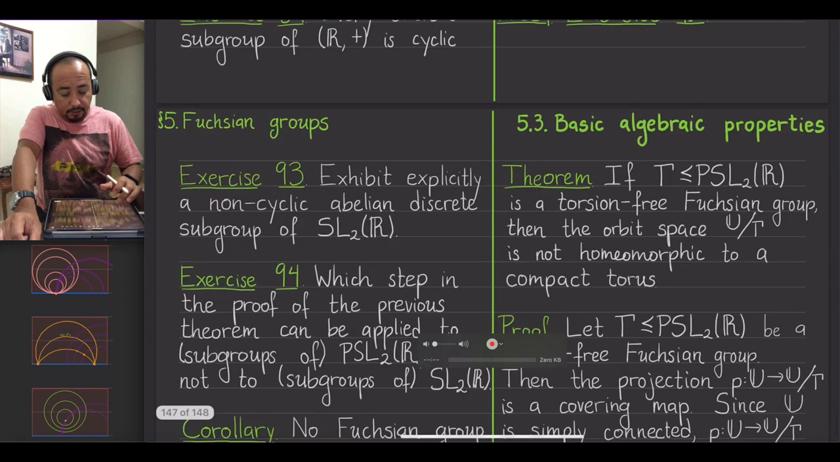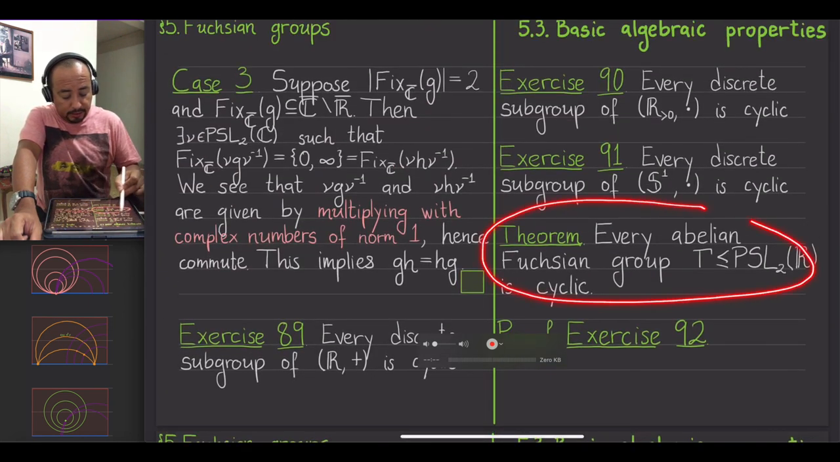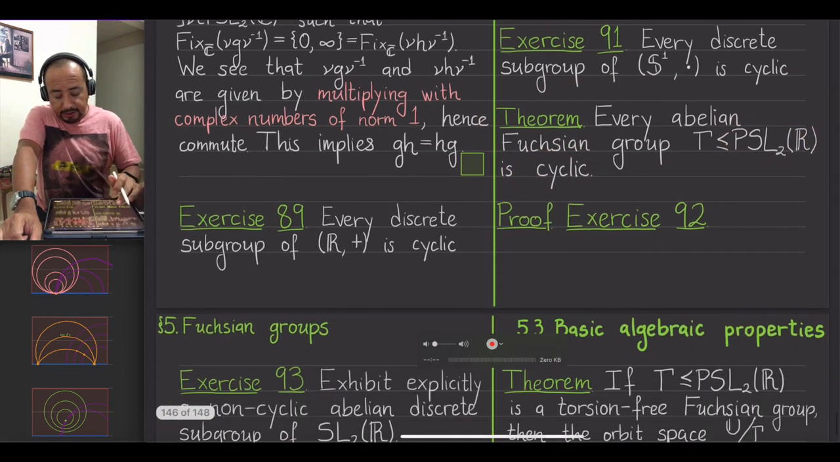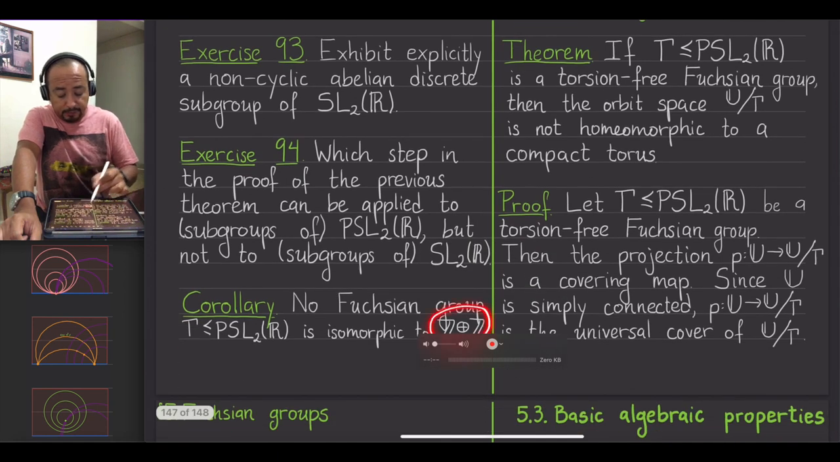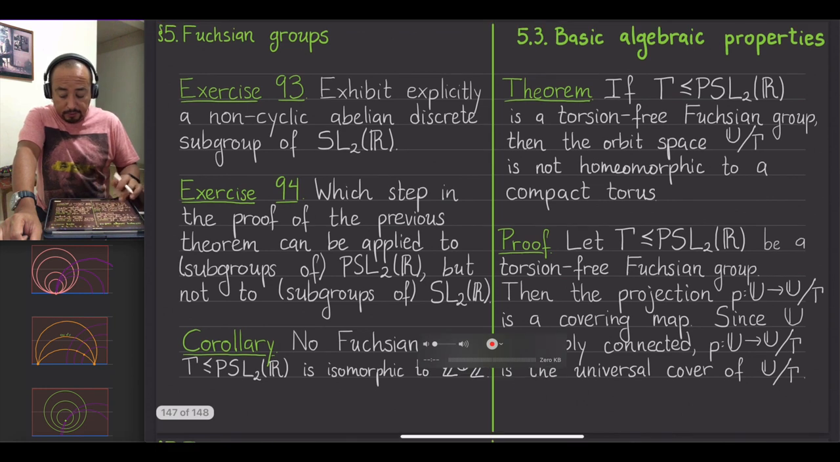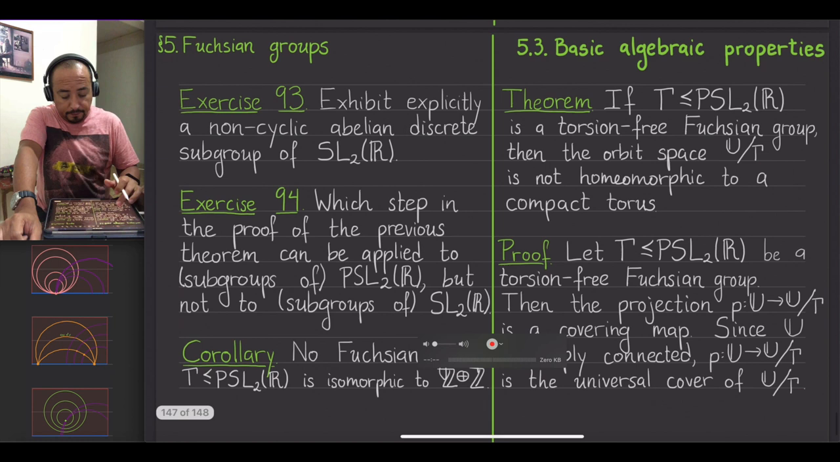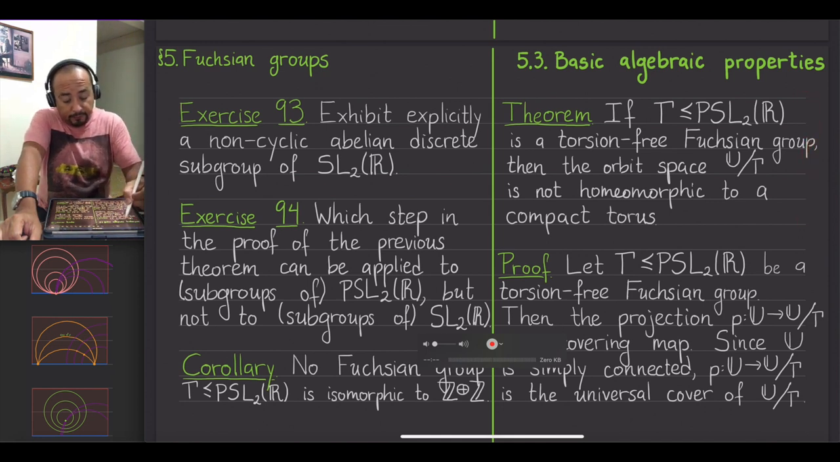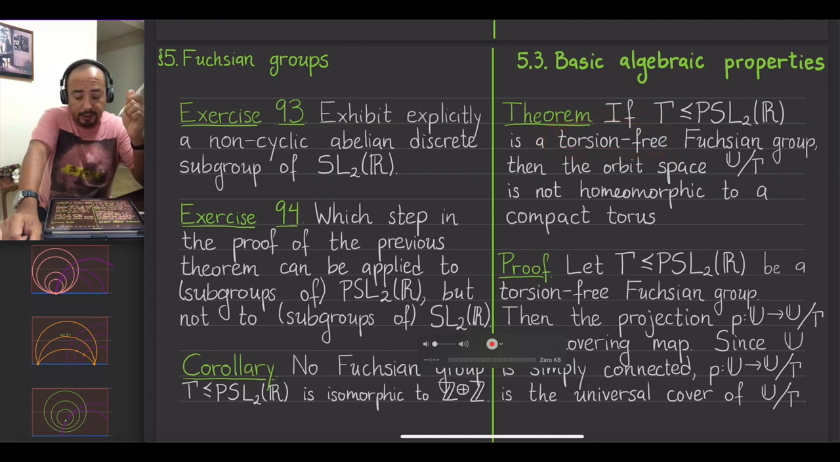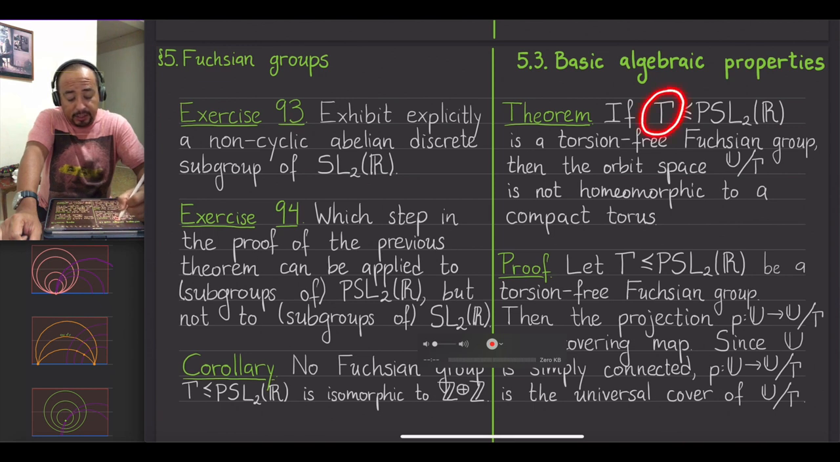Okay, but you see, now that we know that every abelian discrete subgroup of PSL2R is necessarily cyclic, we see that there cannot be a discrete subgroup of PSL2R isomorphic to Z plus Z, because this one is abelian but not cyclic. Okay, so this is the corollary, which is immediate from the theorem. And this has a very interesting consequence. Namely, if you give me a discrete subgroup of PSL2R which is torsion-free, that means that any non-identity element of gamma doesn't have any fixed point in U.